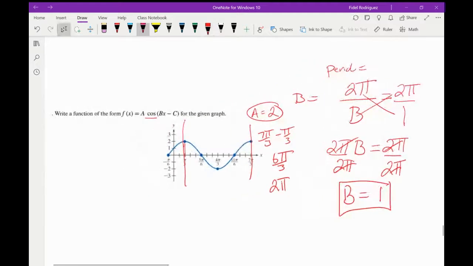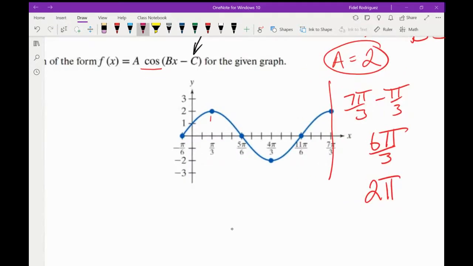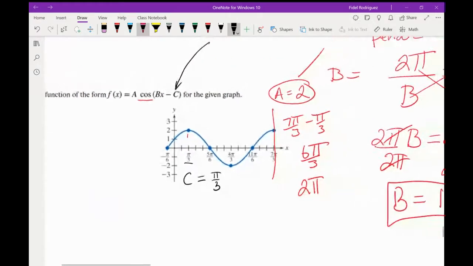All right. So we already found the A number. We already found the B number. The only number we still need to find, y'all, is the C. So if you remember, the C is this starting point right here. So if I erase it so you can see a little bit better, what would you say our C number would be? Pi over 3. It's going to be that starting point.